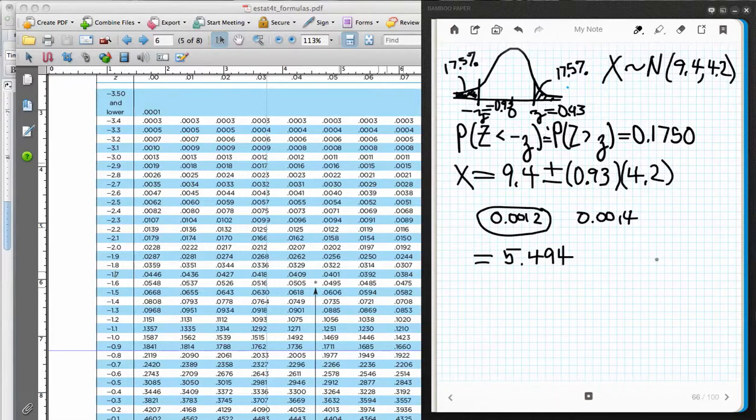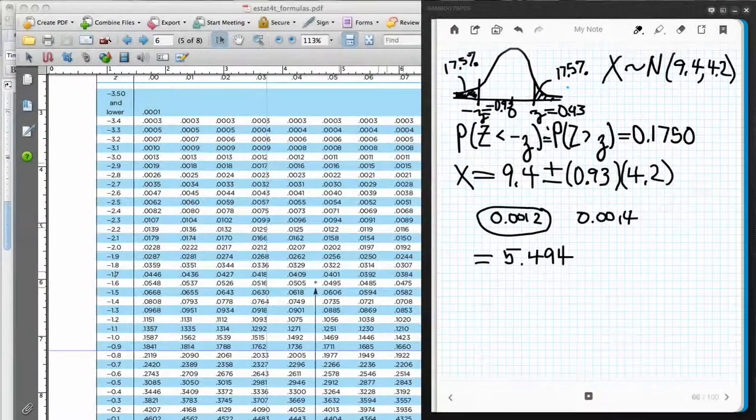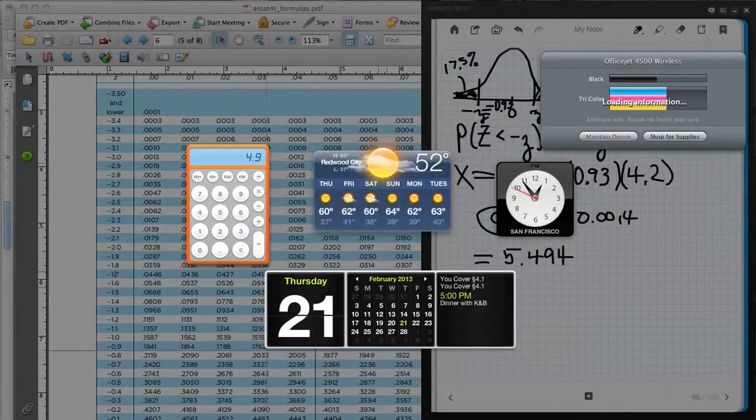And for my positive value, I have to do 0.93 times 4.2, and I want to add that to my 9.4. And that's going to give me my other value, 13.306.